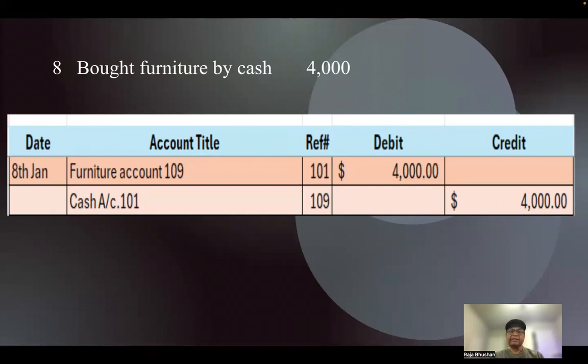Why are we crediting cash account? Because we are paying cash and cash is an asset. To record decrease in an asset, to record decrease of cash, we credit it. So always remember, to increase an asset, we debit it. To decrease an asset, we credit it. Opposite happens for liabilities. To increase a liability, we credit it. To decrease a liability, we debit it.